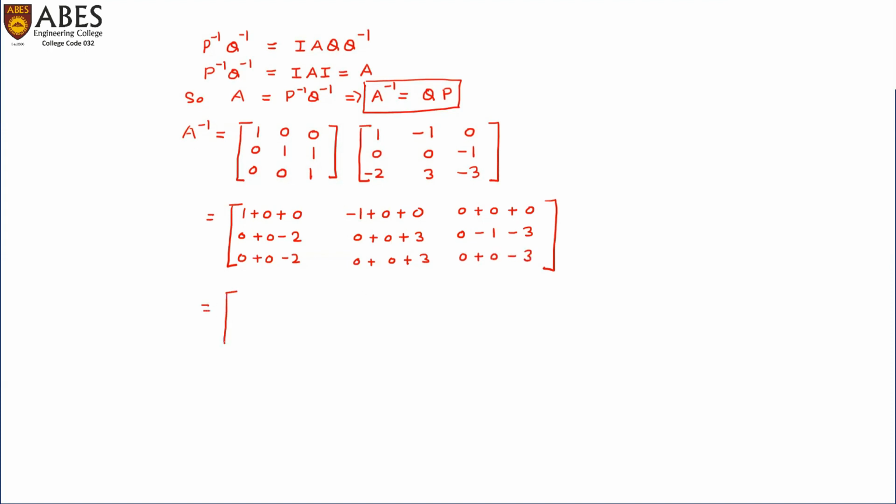So it becomes 1 minus 1, 0; minus 2, 3, 3 minus 1; minus 4, minus 2, 3 and minus 3. This is the A inverse.